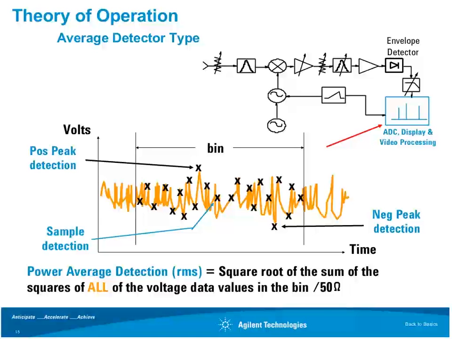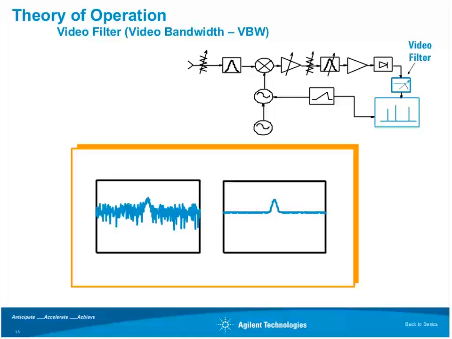There's another important one called the average detector, and the way that works is within any one of these frequency bins, if we sample very quickly, shown by all these X's here, and then take the root sum of the squares of all those values, then that would give you the average value that occurred in that particular frequency bin. So again, different ways of detecting the signal, and generally all these detector types are available in the spectrum analyzer.